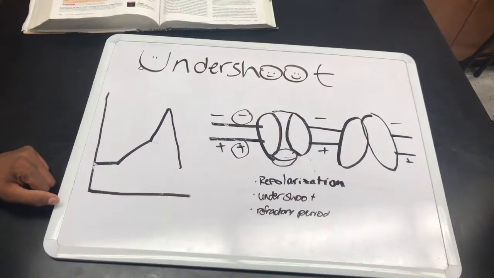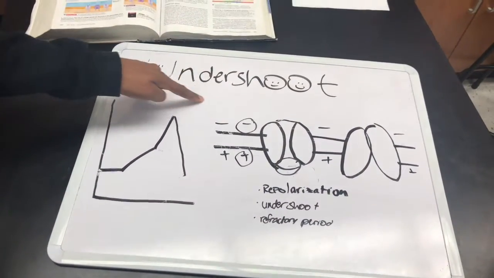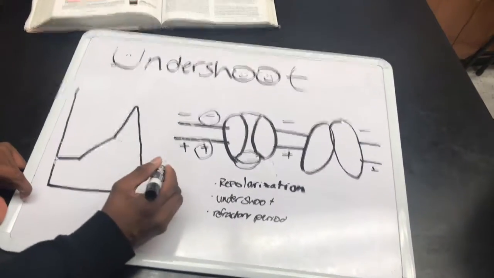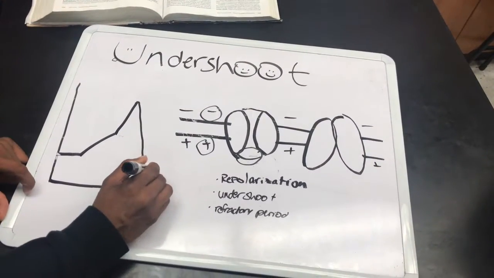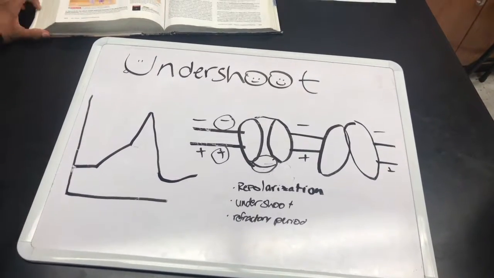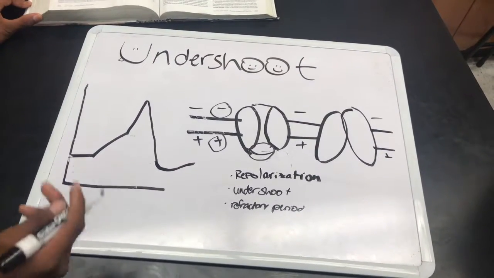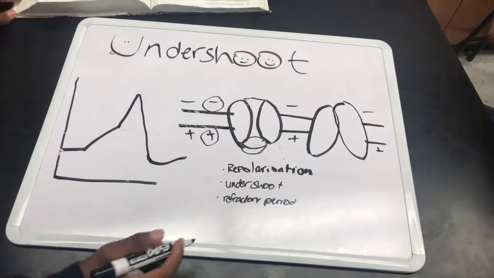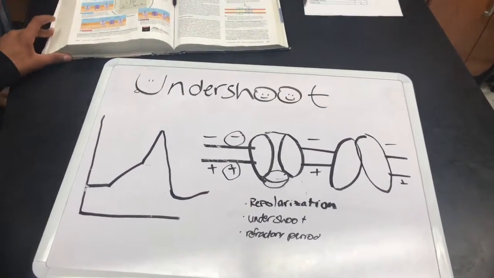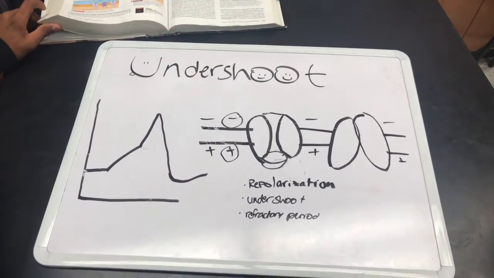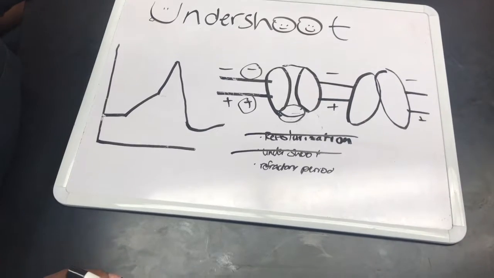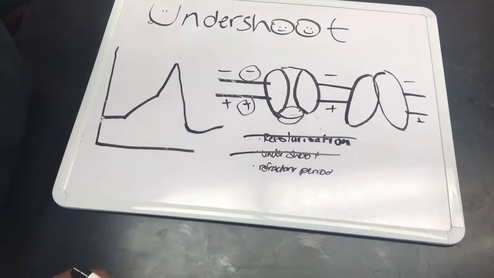The next step is called undershoot. On the action potential graph, it dips down and then it levels out, so then the signal can't be reversed. Moreover, there is repolarization in this step, which basically means that the membrane repolarizes. Also in this step, there is a refractory period.